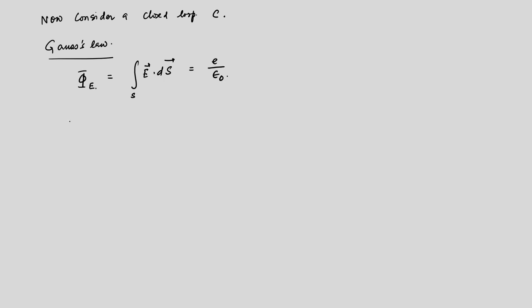And similarly for the Ampere's law, which we'll write as phi B, this is equal to the integral over S of B dot dS, again. Which is nothing but, if there is a monopole, then this will be G over mu 0. Okay. So S is any surface which is bounded by this C.